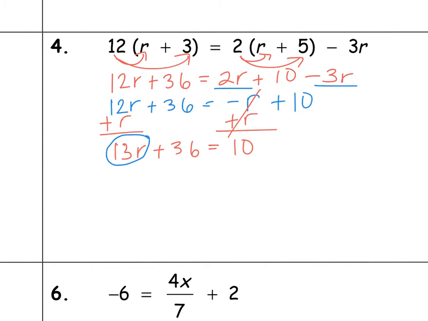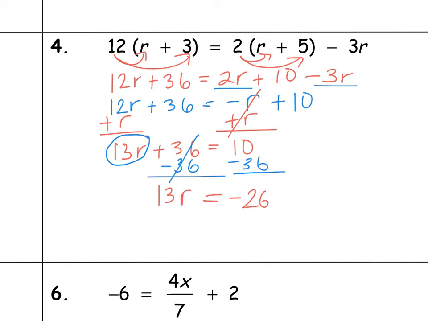So now I need to move my 36. If I have plus 36, I can cancel out adding 36 by doing the inverse, subtracting 36. So I'm going to do that on both sides of my equation. 10 minus 36. When I have different signs, it's kind of like saying 10 plus negative 36. I would subtract them, so 36 minus 10 is 26, and then I keep the sign of the one with the bigger absolute value. So I keep that negative sign, and on the left I have 13r.